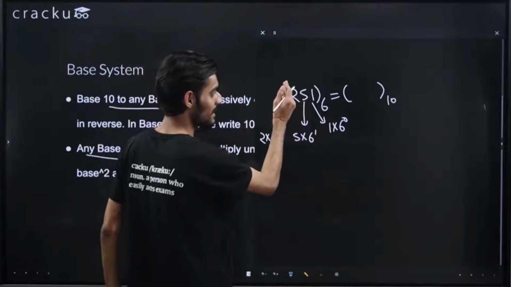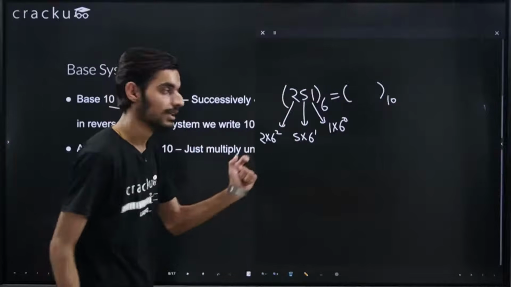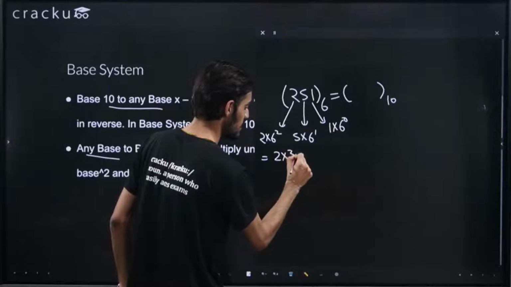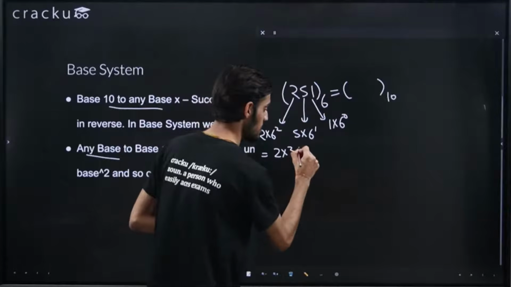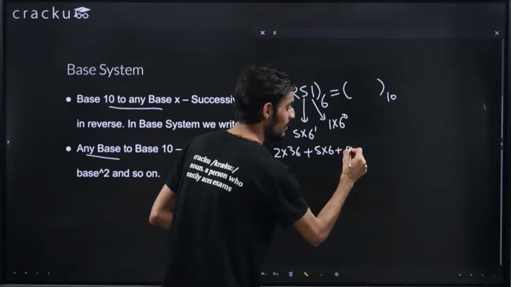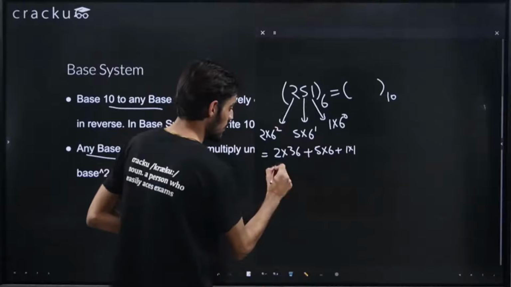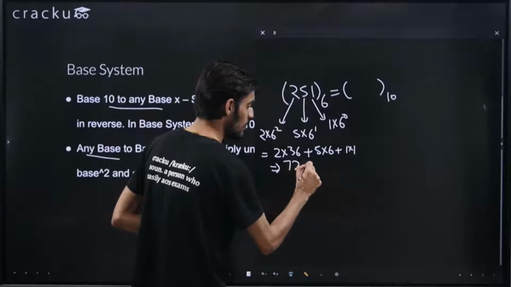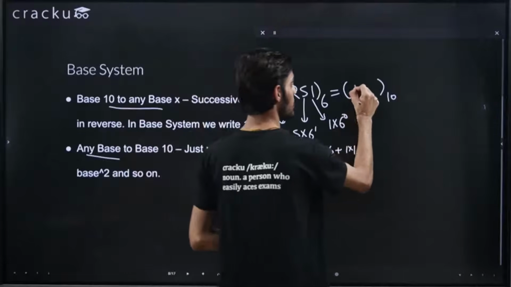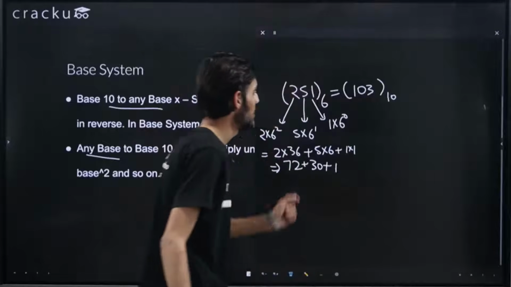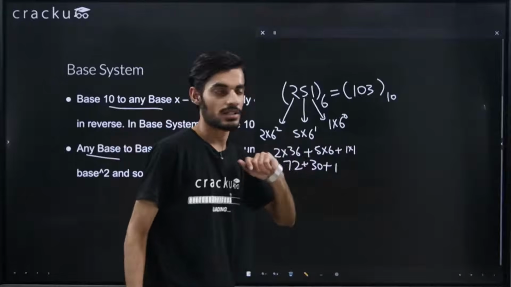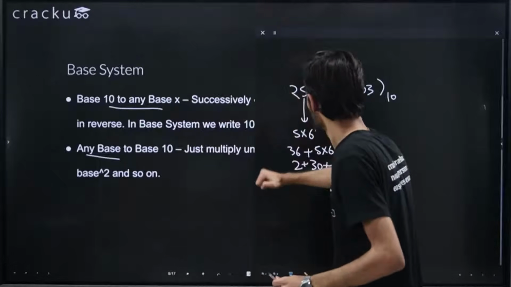If there was one more digit, let's say I write 1 here, it would be 1 into 6 raised to the power 3. So what I will get here is 2 into 36, since 6 squared is 36, plus 5 into 6, plus 1 into 1, because any number raised to power 0 is 1. So this will come out to be 72 plus 30 plus 1. That is 102 plus 1, 103. So we have essentially converted 251 from base 6 to 103 in base 10. I think this should also be clear.